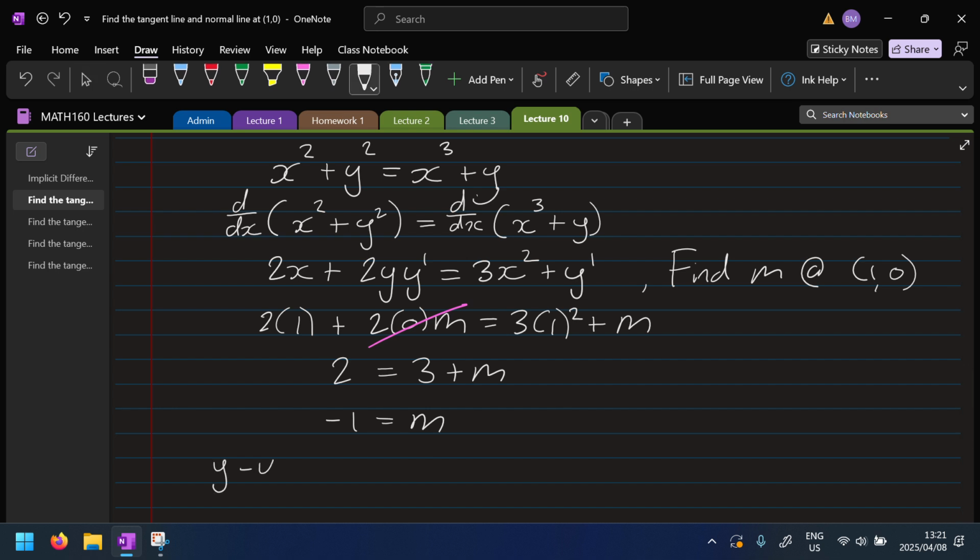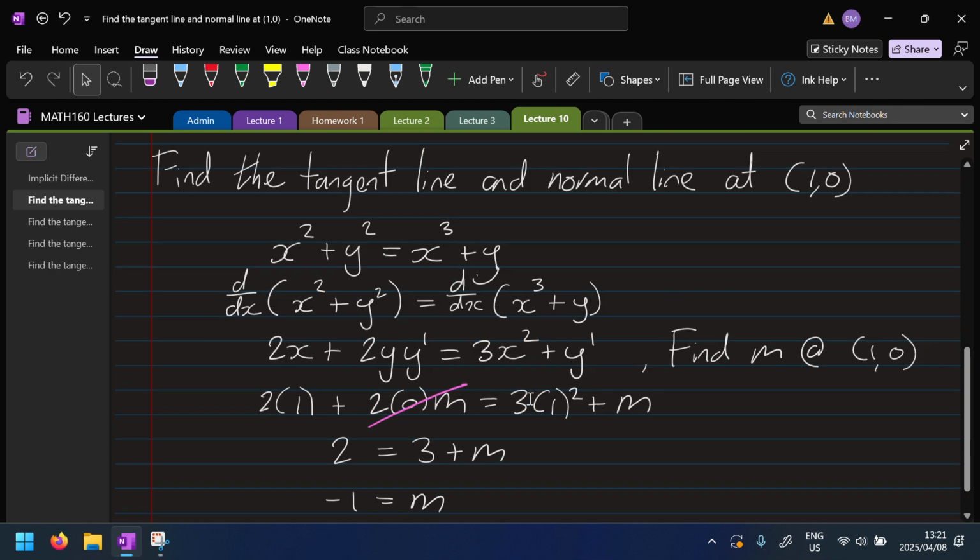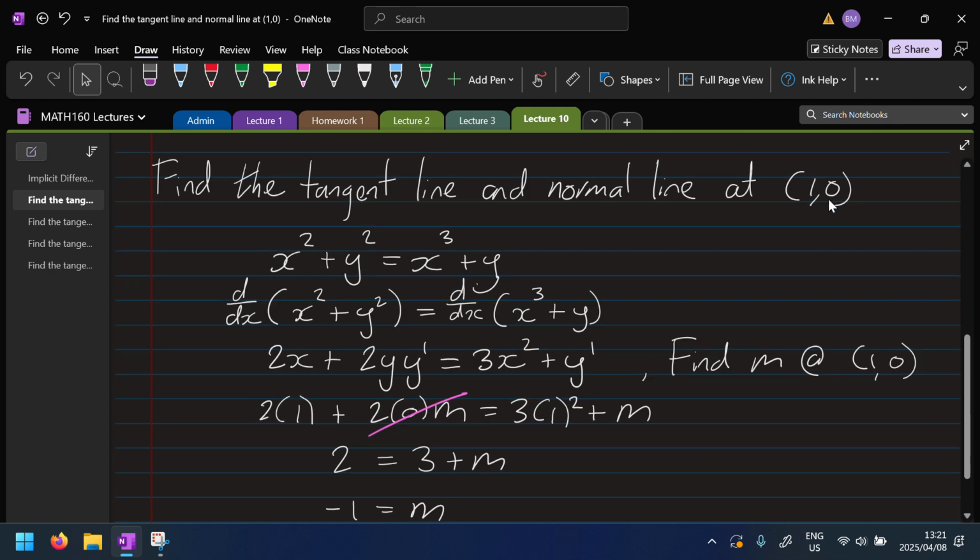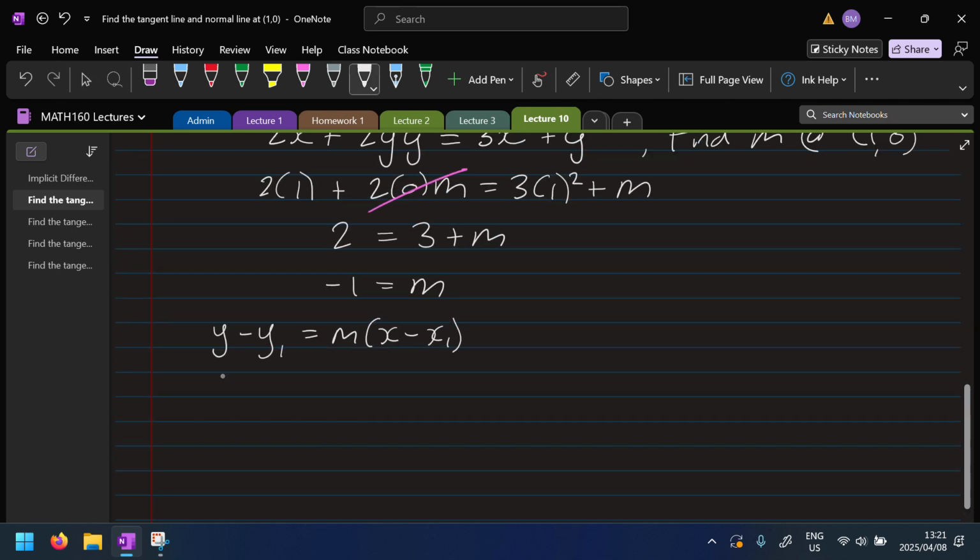So y minus y1 equals m times x minus x1. We know m and x1, y1. We can use this point here, 1, 0. So y minus 0 equals m, that was minus 1, times x minus 1. So y equals minus x plus 1. So that's going to be our tangent line.